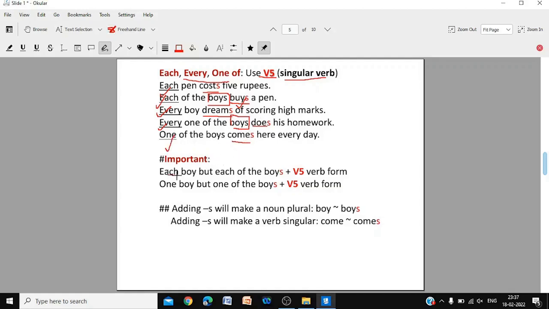We say each boy, but each of the boys, but always a V5 form. One boy, but one of the boys, but still we use V5 form, that means with S. So that's the difference between V1 and V5. And the special case: each, every, one of must always be followed by a singular verb, V5, ending in S, like comes, goes, reads, walks.